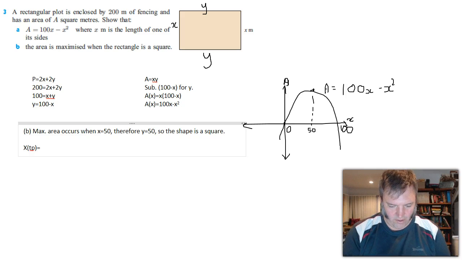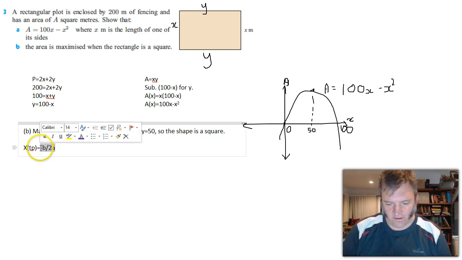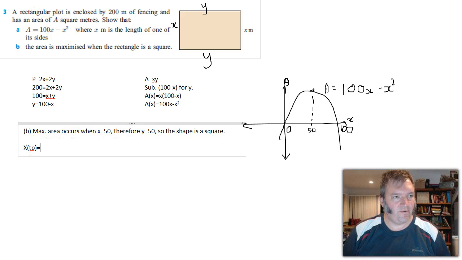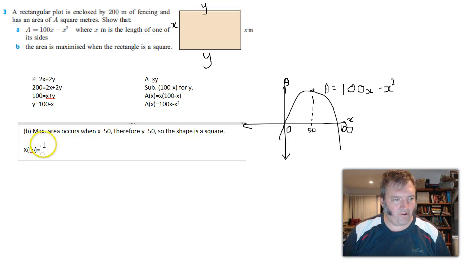X coordinate of the turning point. We know it's negative b divided by 2a. Now that doesn't look very pretty, does it? I don't like using those non-horizontal vinculums. So let's insert it as an equation. And here we go. We can get to my equation tools and put in a fraction.